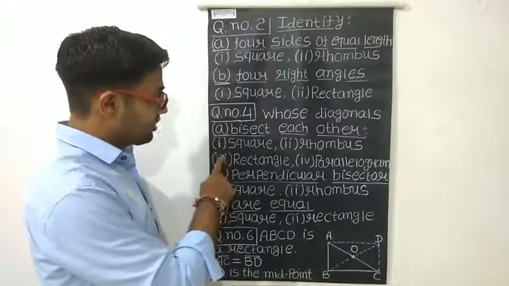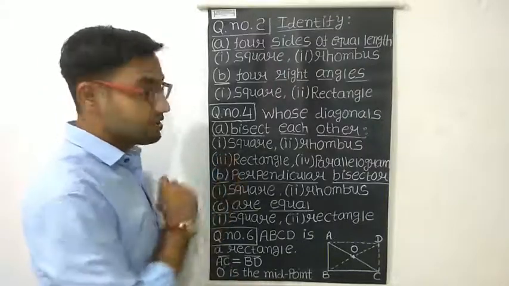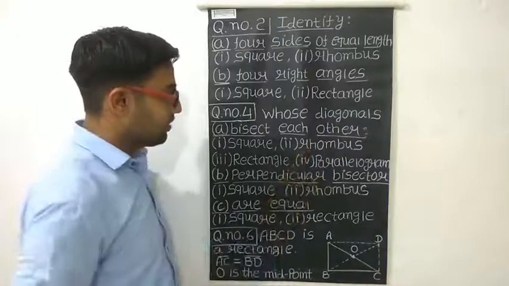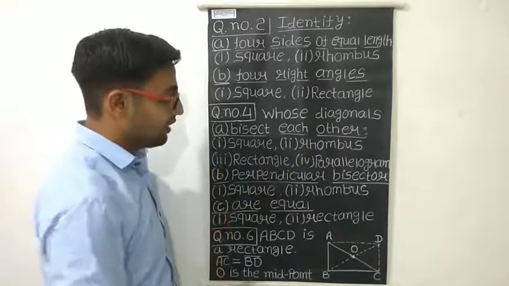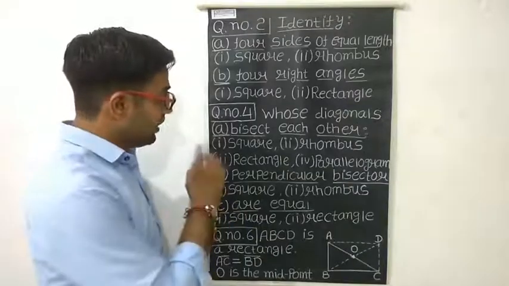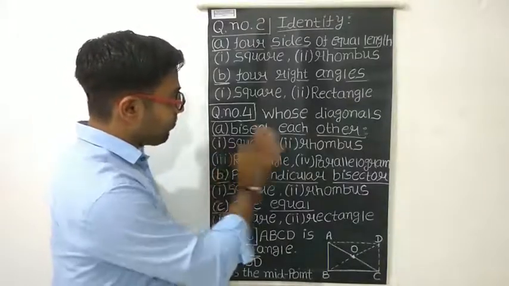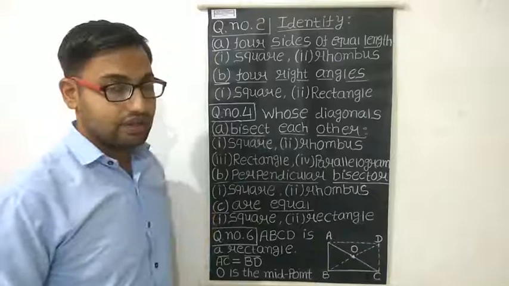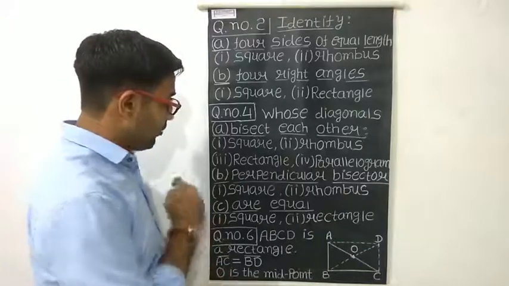So there are four shapes, four quadrilaterals. First is square, second one is rhombus, third one is rectangle, and fourth one is parallelogram. Notice one thing, here we have said only about bisect each other only, right? Okay. Now what is B?